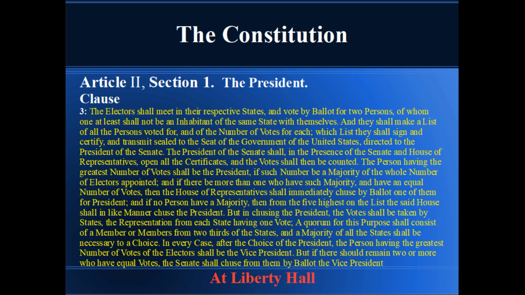But in choosing the President, the votes shall be taken by states, the representation from each state having 1 vote. A quorum for this purpose shall consist of a member or members from 2/3 of the states, and a majority of all the states shall be necessary to a choice. In every case, after the choice of the President, the person having the greatest number of votes of the electors shall be the Vice President. But if there should remain 2 or more who have equal votes, the Senate shall choose from them by ballot the Vice President. The portion in yellow was changed by the 12th Amendment.